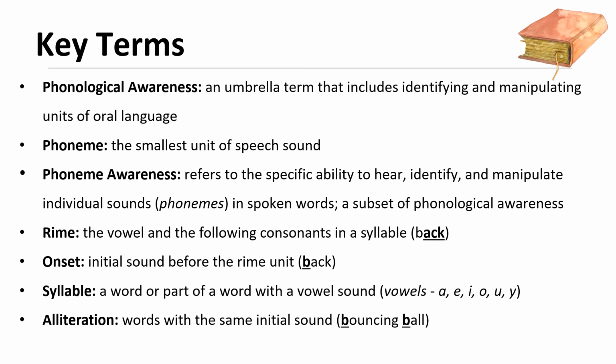So the last slide I have here is just some key terms. They're terms that we've talked about throughout the video and will be talking about in future videos. So take a minute and look through these again. I go over the terms for phonological awareness, what a phoneme is, what phoneme awareness is, also known as phonemic awareness, what the rhyme unit is, what the onset is, what a syllable is, and also what alliteration is. You can go back and refer to this because these are terms that take a lot of reinforcement and practice before they become something you feel very comfortable with. So it's here for you to go back to whenever you want.